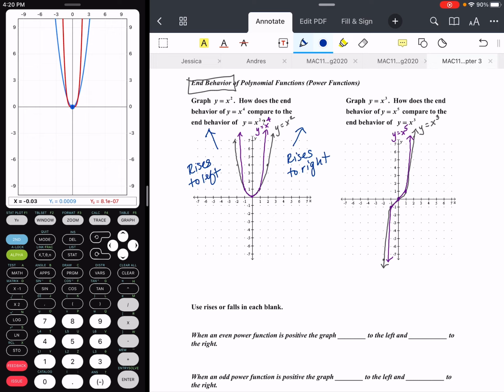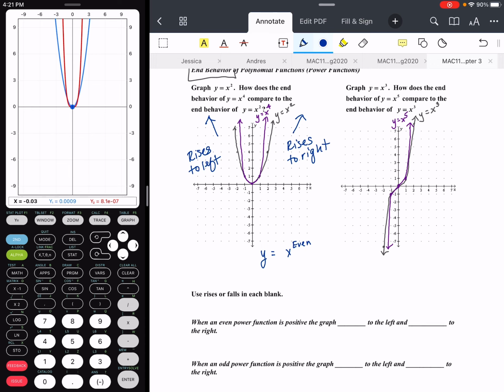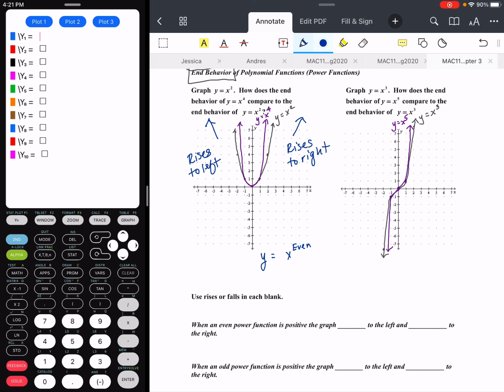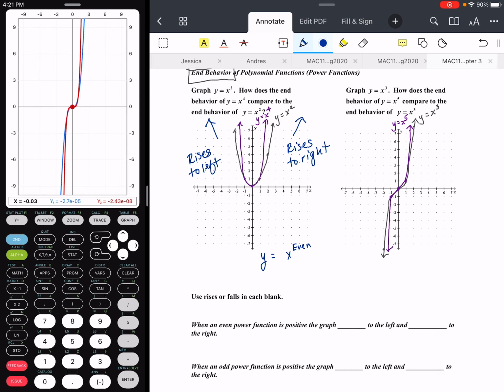So what we'll see is this in general is going to be true for y equals x raised to some even exponent. y equals x to the eighth would have the same end behavior. All right, and then going to the right here, graph y equals x cubed. How does that compare to y equals x to the fifth? So let's go ahead and put these in our calculator. y equals x to the third and y equals x raised to the fifth power.